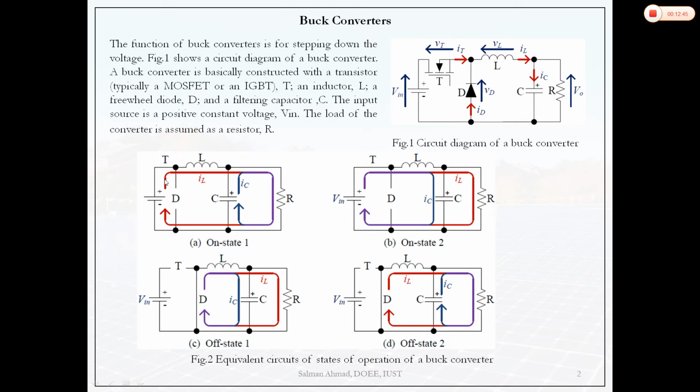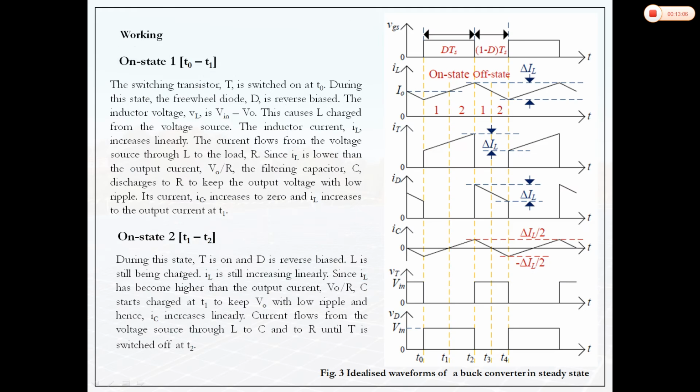This diode is off, so you can see that IT is something like a short circuit, and this will be equal. This is in series with the inductor, so IL will be equal to IT during on time. During off time, this switch is open circuited, so the current through this will be 0. So IT is IL during on time and it is 0 during off time. Then again during on time it is IL, during off time it is 0.